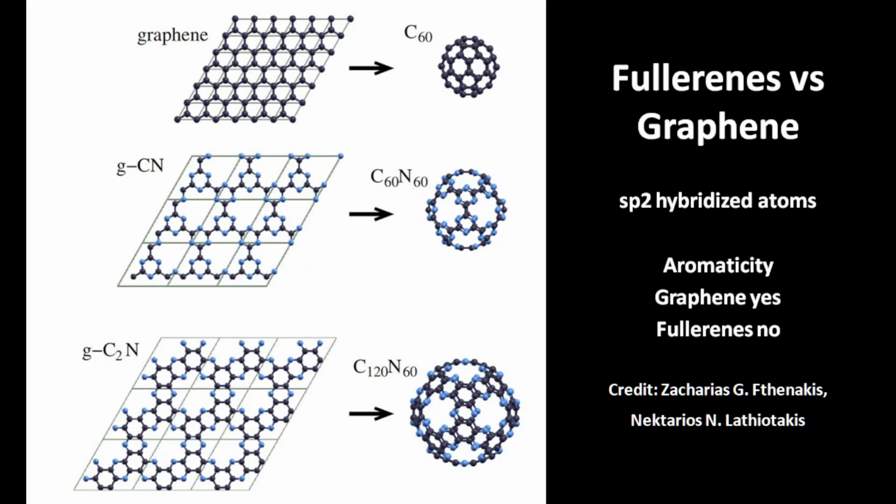This picture shows the corresponding two-dimensional structures to the C60 fullerene and of the carbon nitride fullerenes. Both fullerenes and the two-dimensional compounds contain sp2 hybridized atoms. Graphene is aromatic because the pi bonds are conjugated. Fullerenes are not aromatic because they are not flat.